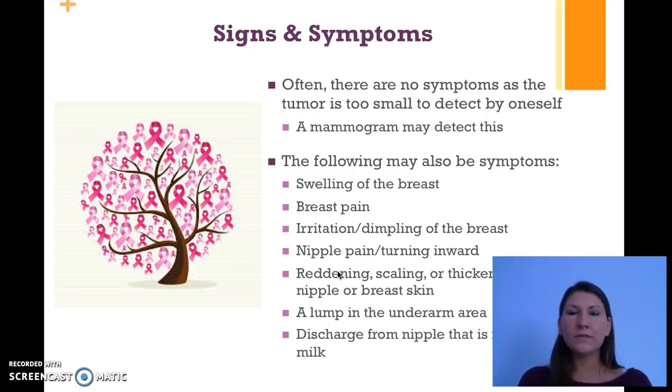Some other symptoms may also be swelling of the breast, breast pain, irritation or dimpling of the breast, nipple pain or turning inward, reddening, scaling, or thickening of the nipple or breast skin, a lump in the underarm area, and discharge from the nipple that is not breast milk.